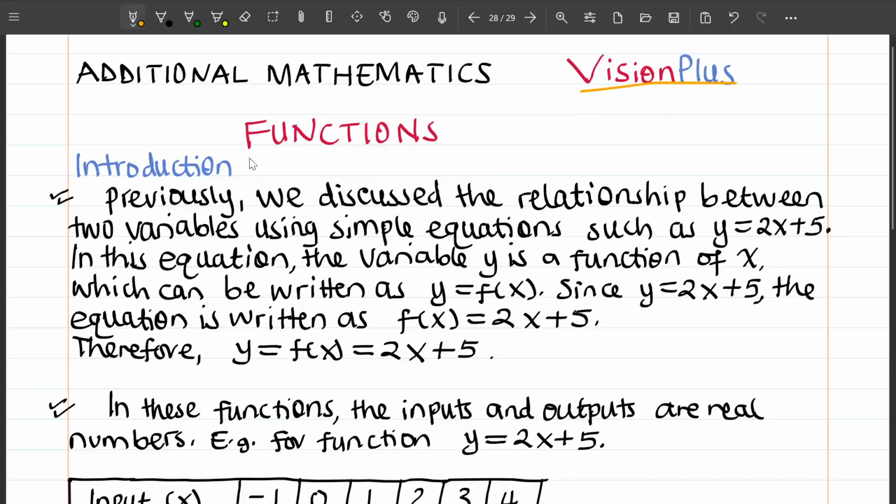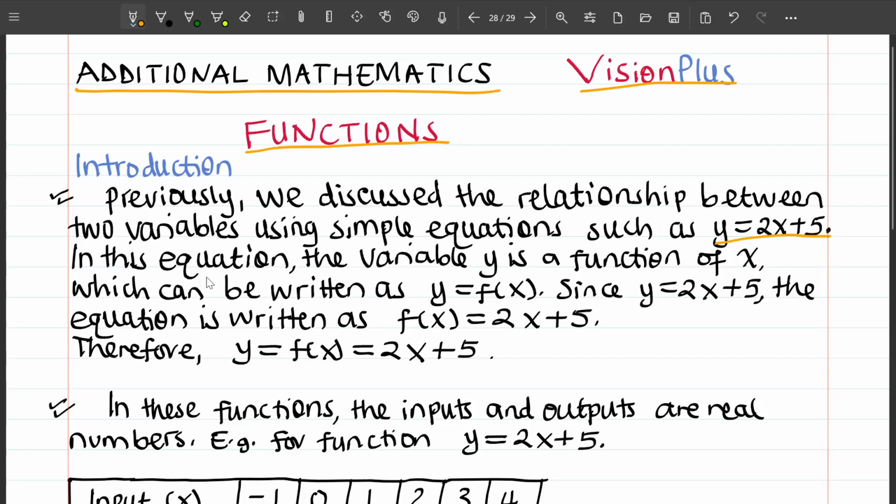Today we shall look at functions, which is a topic in additional mathematics. The introduction says that previously we discussed the relationship between two variables using simple equations such as y equals 2x plus 5.